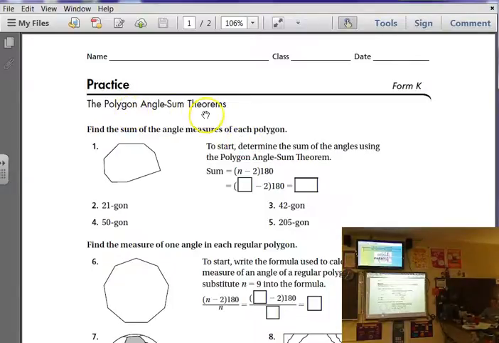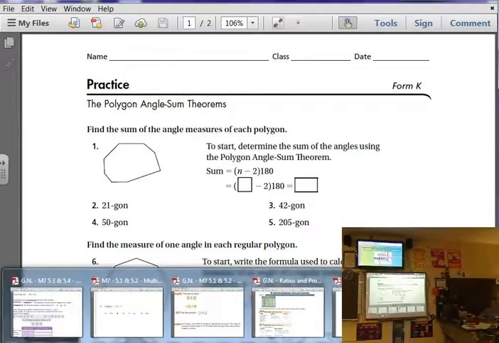So polygon angle sum theorem. I would write 5.1 right up here. Hey, I already did that. Yeah, so you know it is. Any questions from that? Yeah, Rhea.